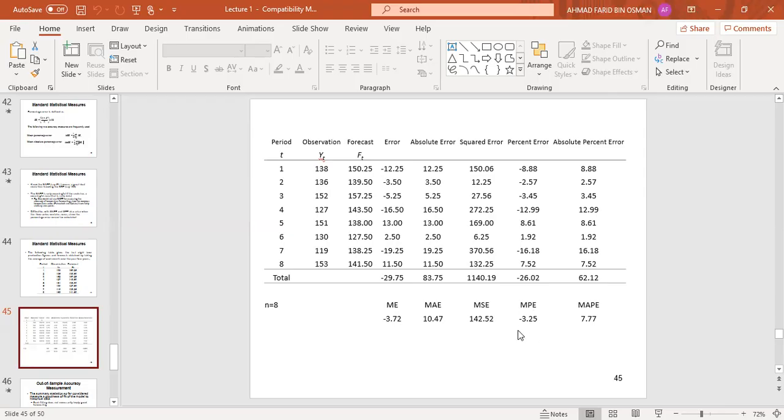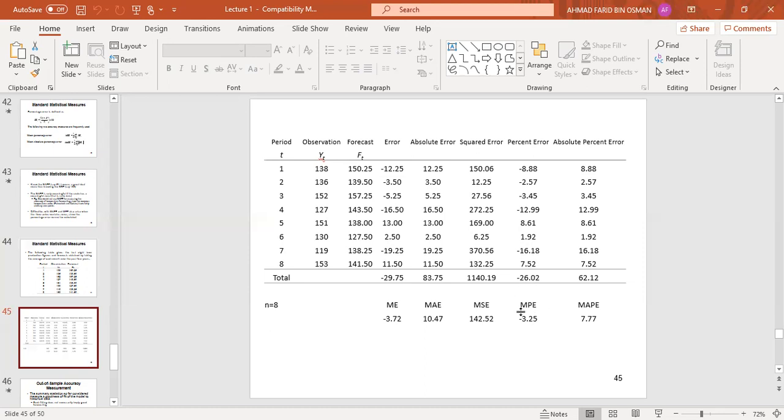If you have two models, say one model has an MPE of negative 3.25 and another model produces an MPE of negative 4, which one is better? You need to choose the one closest to 0, meaning negative 3.25, although negative 4 is smaller than this. We want our forecast to be accurate, so we want our error to be as small as possible, close to 0.